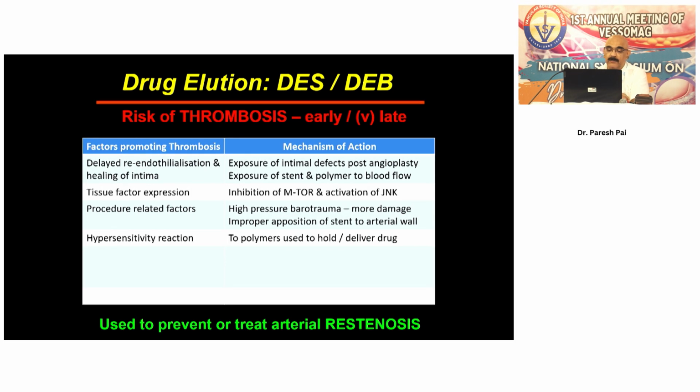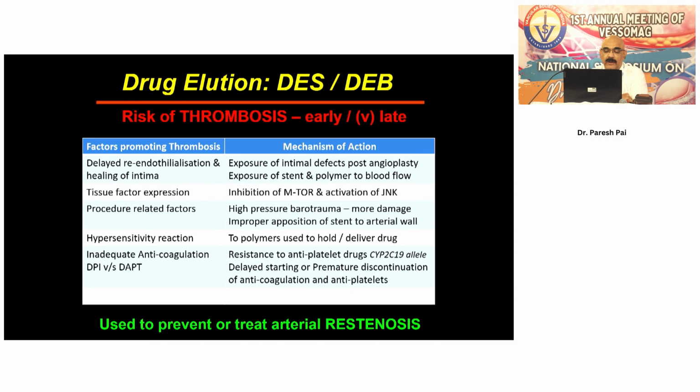Hypersensitivity reaction to polymers used to hold and deliver the drug. Inadequate anticoagulation. This could be because of resistance to antiplatelet drugs, especially the CYP2C19 allele, which is very important for resistance to clopidogrel. Delayed starting or premature discontinuation of anticoagulation and antiplatelets can itself cause issues. And then we have the question of whether we use dual platelet inhibition or double antiplatelet therapy.